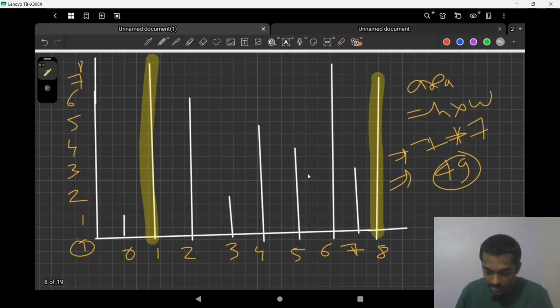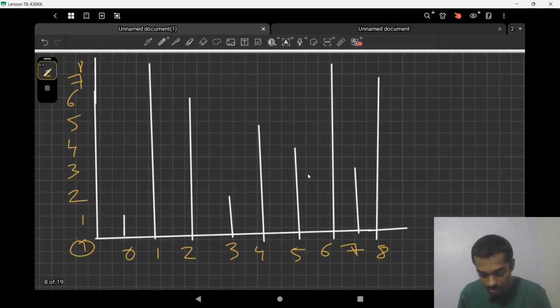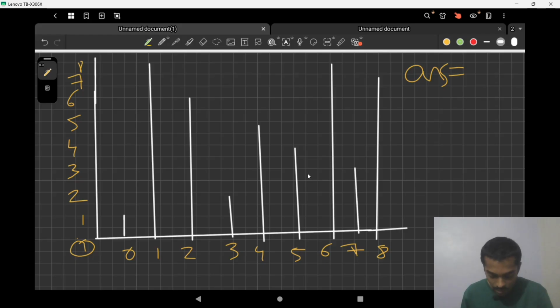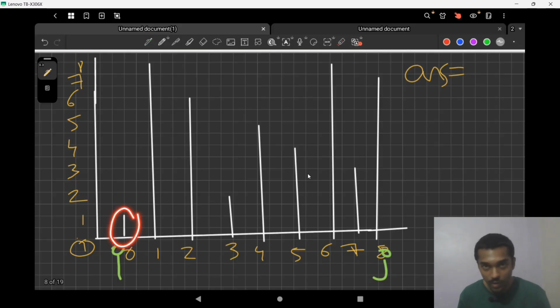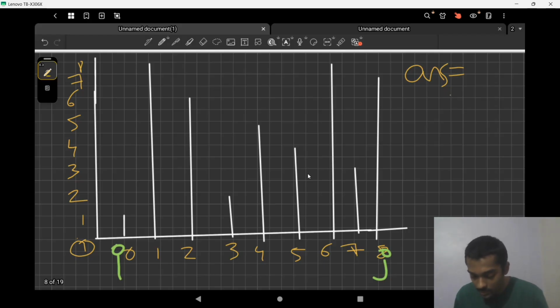Let's dry run on this example. Let's take a variable for the answer, and two variables i and j. First i is here and j is here. The area is height into width. Height is the minimum of both, that is 1, and width is 8 minus 0, which is 8. So 8 into 1 is 8. So the current answer is 8.